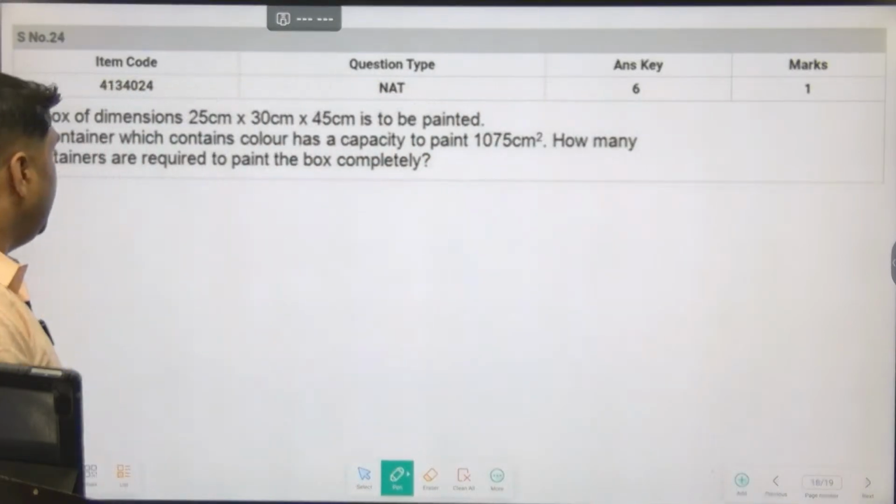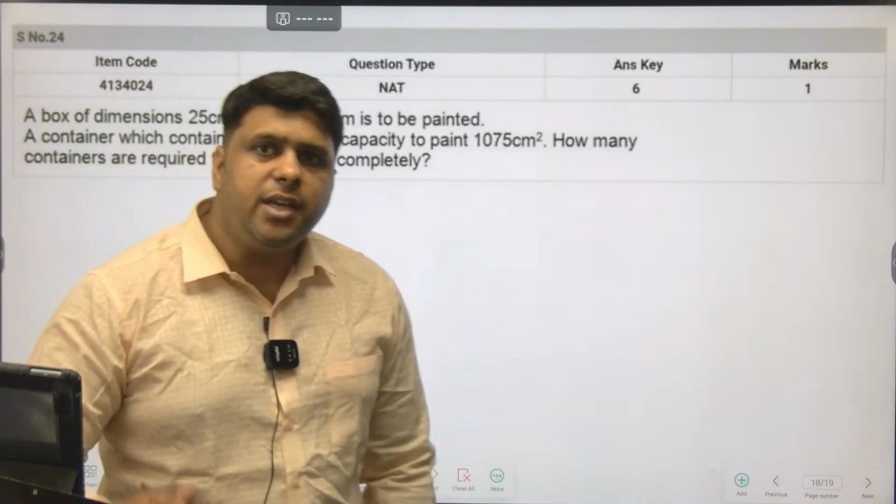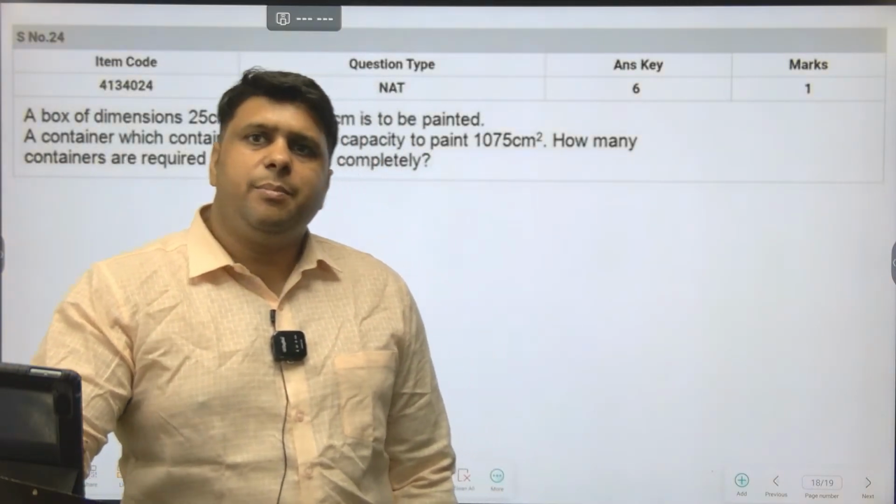Next question, a box of dimension 25 centimeter into 30 centimeter into 45 centimeter is to be painted. A container of color has a capacity to paint 1075 centimeter square. How many containers are required to paint the box completely? See here guys, he is asking about the surface area. So first find the surface area of the cuboid.